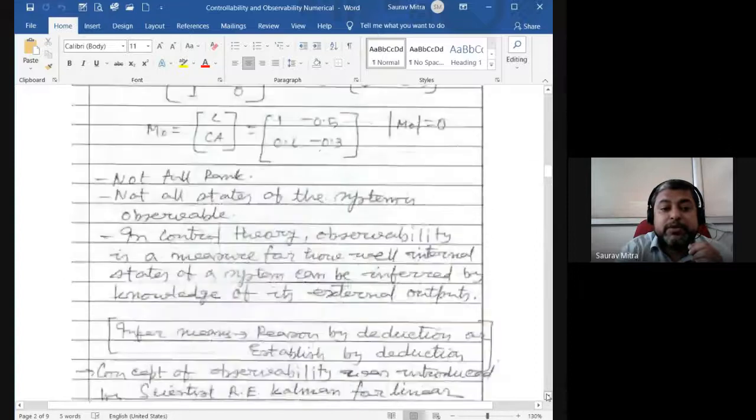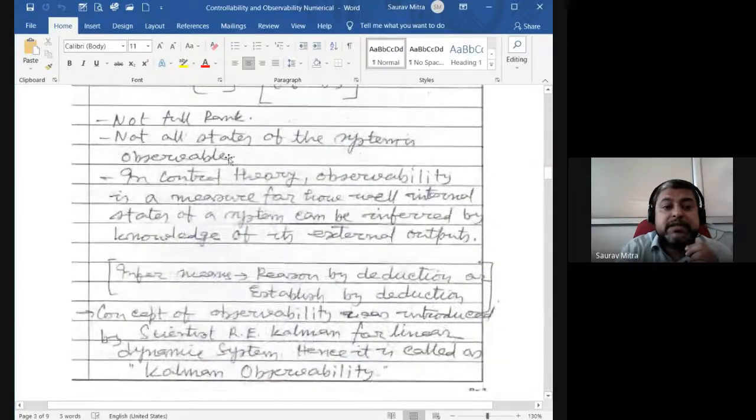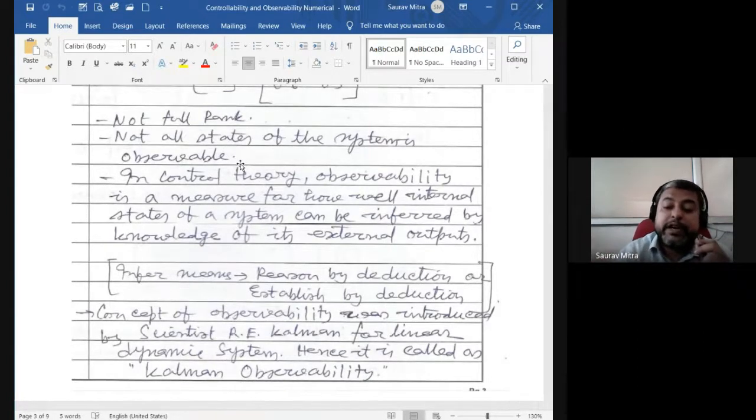As it is not producing full rank, not all states of the systems are observable. That means it is not completely state observable. That means just from the output, you will not be able to find out what are the initial states of all the state variables. Maybe if there are 2 state variables, for 1 state variable, you might be able to see what is x1 0, but x2 0, you will not be able to see. Okay, so not all states of the system are observable because it is less rank.